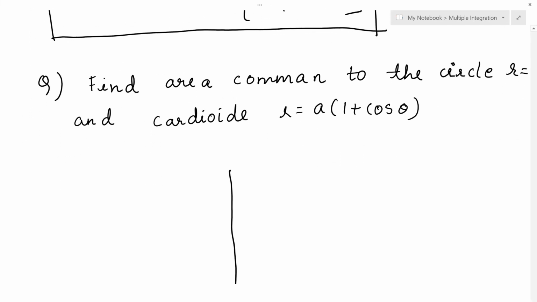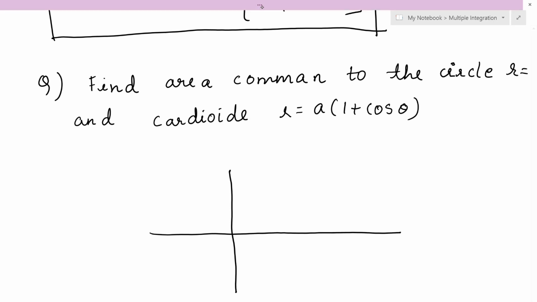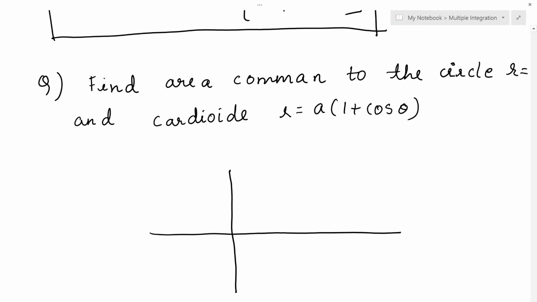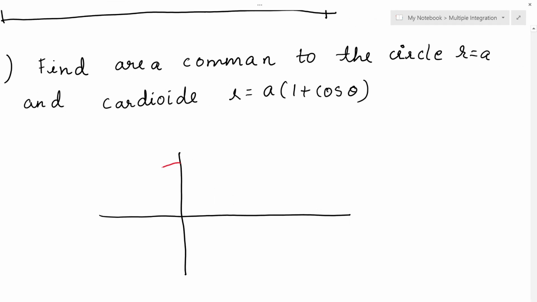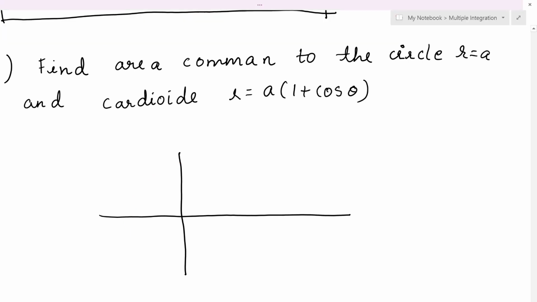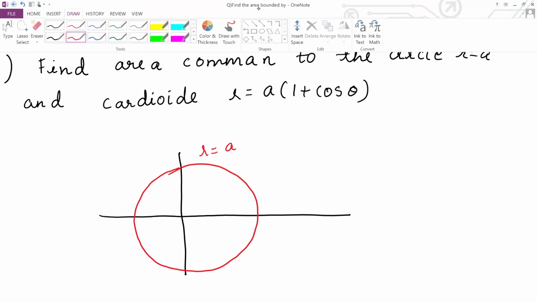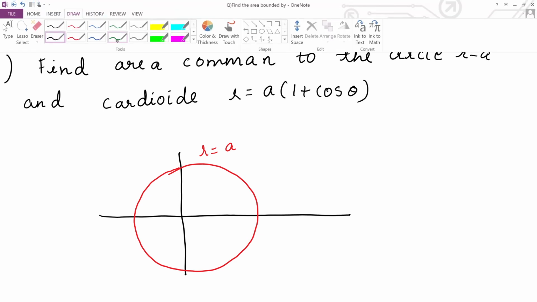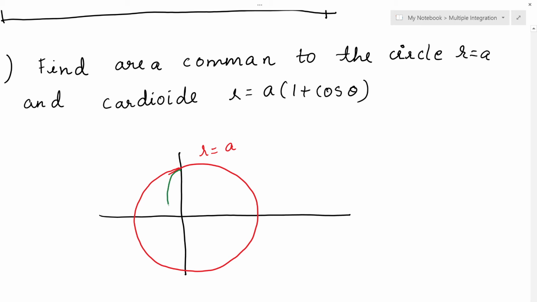So first let's draw the axis, x-axis and y-axis. We'll draw the curve r is equal to a. You know that r is equal to a is a circle which will pass through my origin with the radius a, something like this. Okay. So r is equal to a. I am not very good at showing symmetry. You just imagine that it is passing through the origin with the same radius. Now we will draw the cardioid. My cardioid is what? It will be something like this.